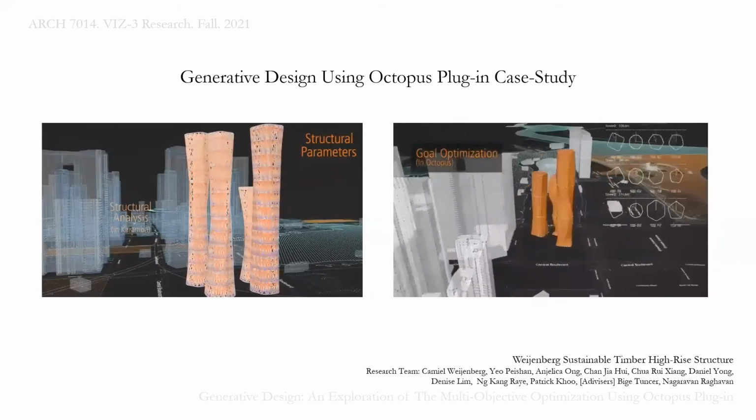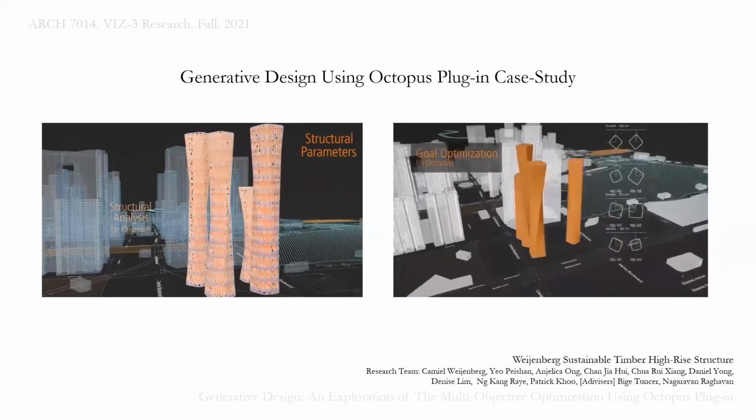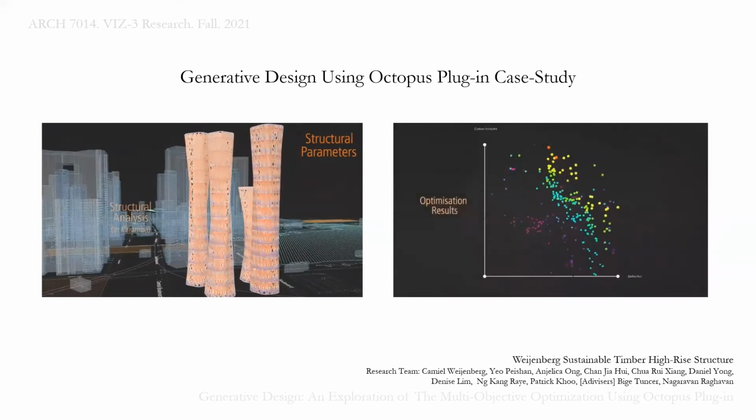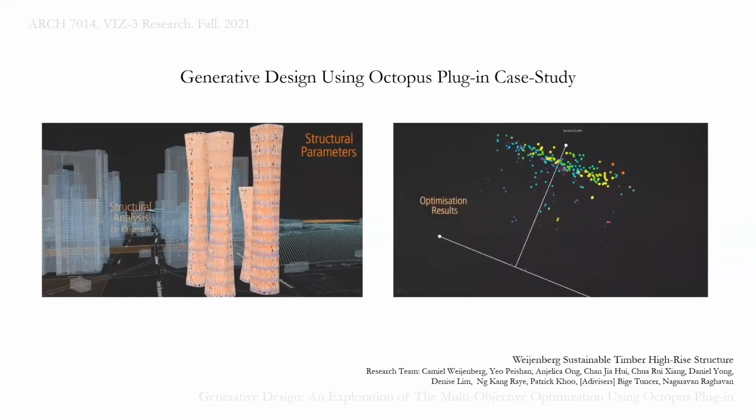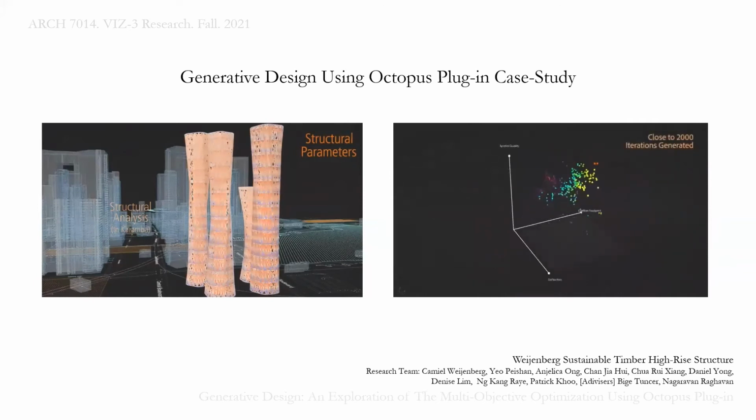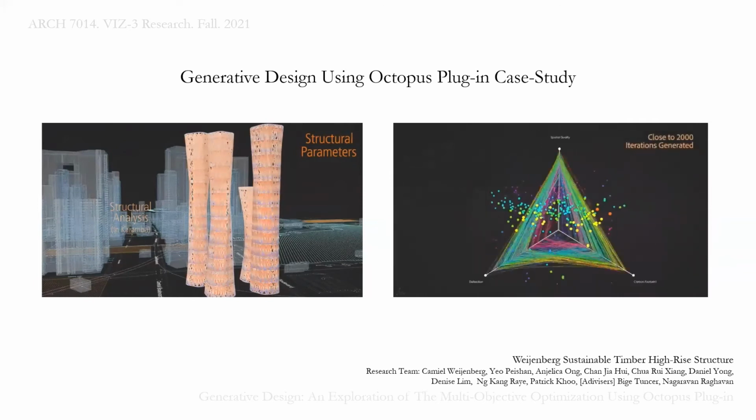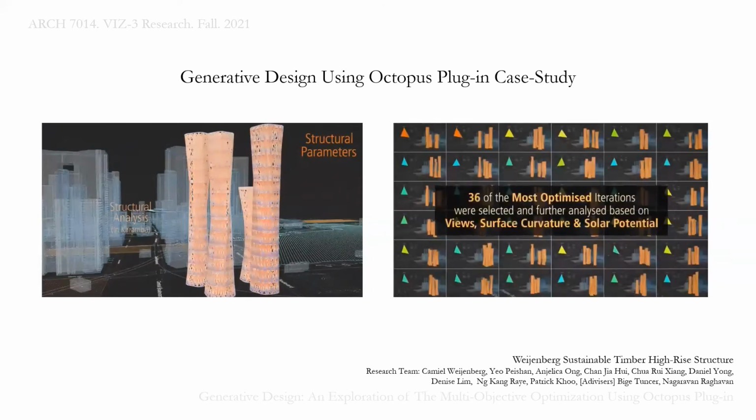So Octopus now is generating solutions, thousands and thousands of solutions, and then giving the results in this graph that we will talk about later on. Close to 2,000 iterations generated, and then it refines it. 36 of the most optimized iterations were selected and further analyzed, and then the human component will come to even further minimize and analyze the solutions to reach the ultimately ideal solution.